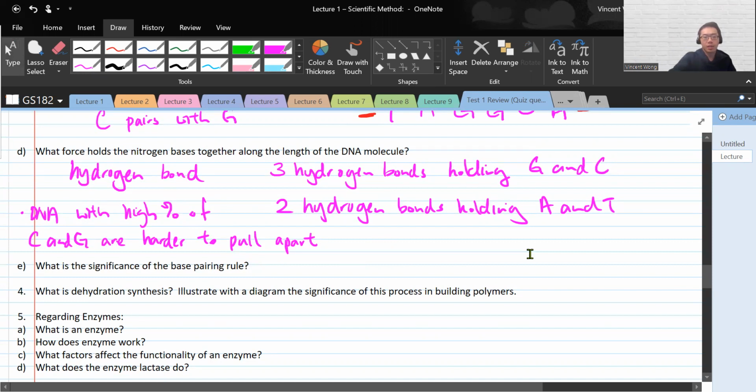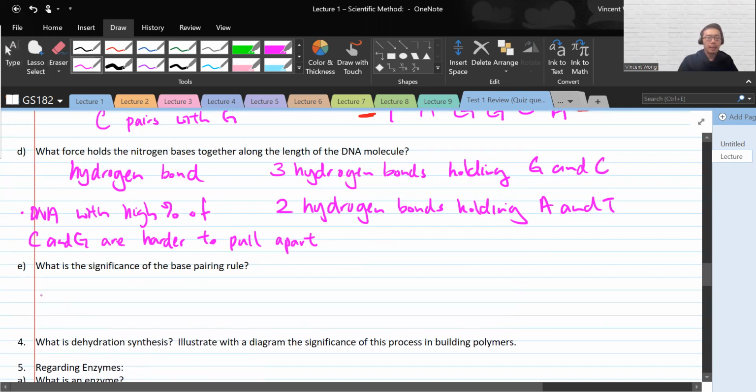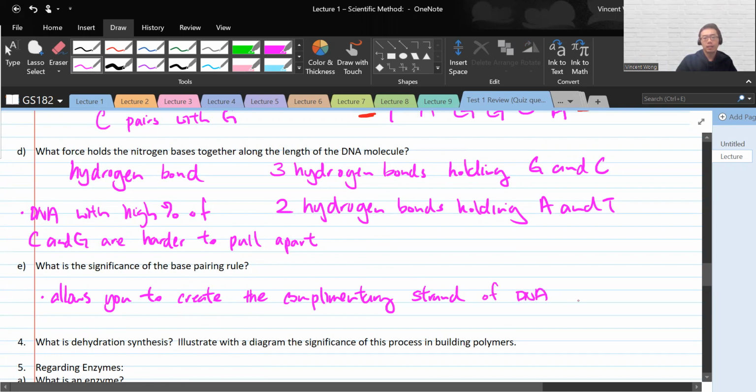Okay, next, what is the significance of the base pairing rule? This allows you to predict, to create, I can say, the complementary strand of DNA. Okay, so if you have one strand, you can always figure out what's on the other side.